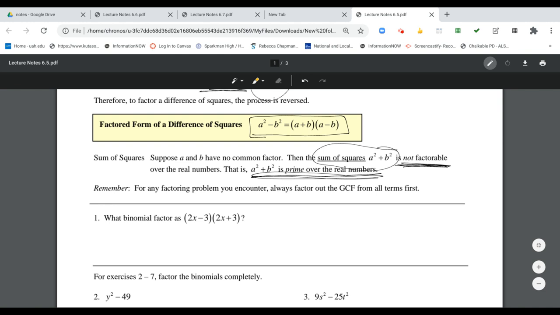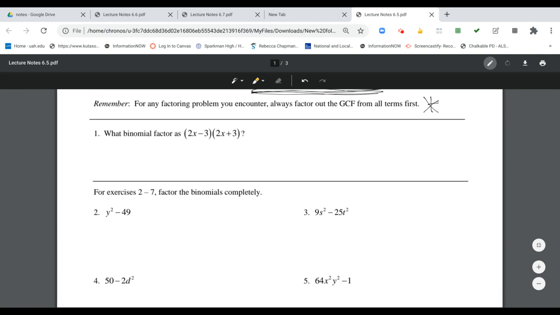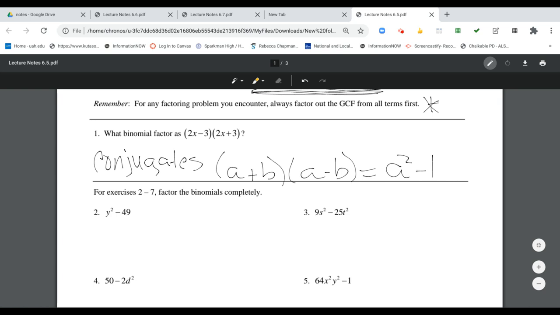We've talked about this before in previous lessons: anytime you factor, you always look for the greatest common factor first before you try any other method of factoring. So this binomial factor in number 1, if you notice, these are what you call conjugates. And conjugates are a plus b and a minus b. And that will always produce a squared minus b squared.